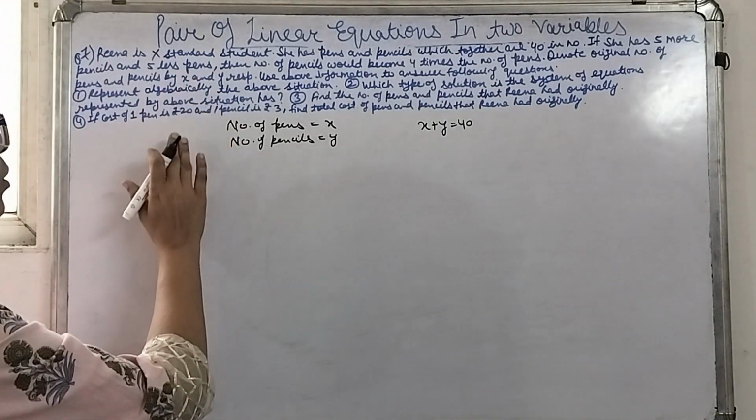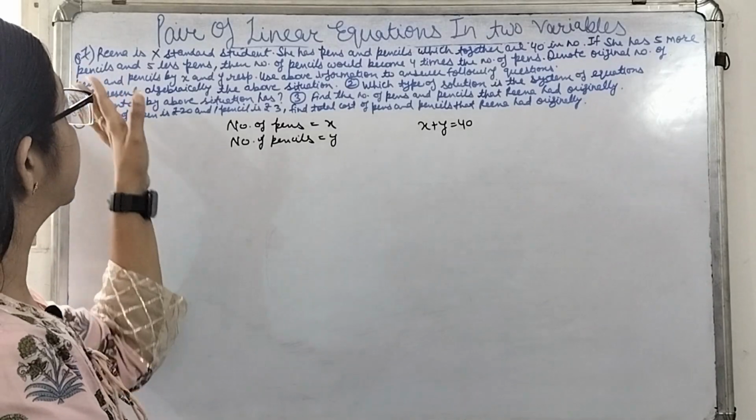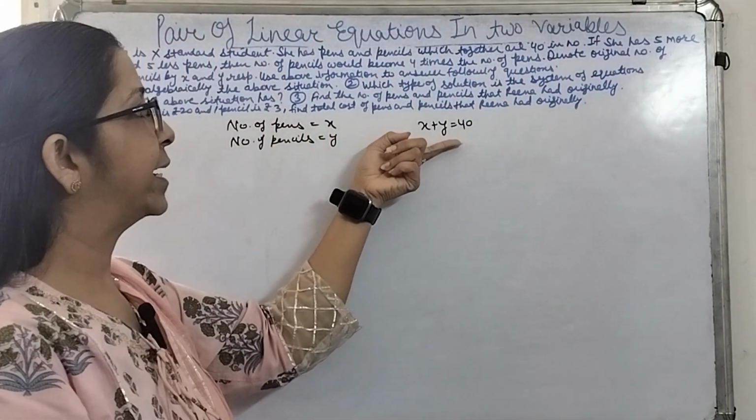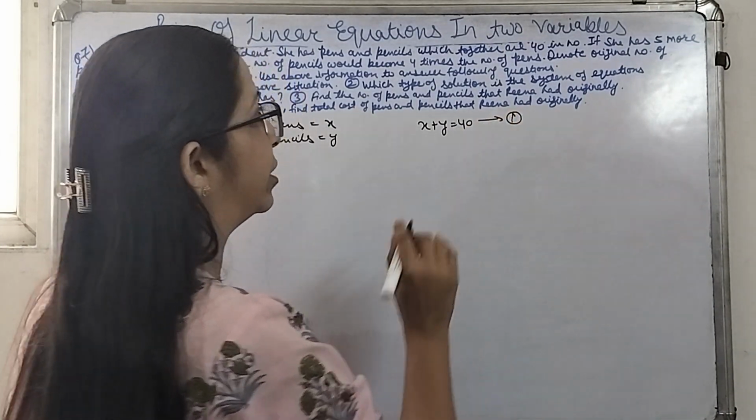So it is given to us that the number of pens is x and number of pencils is y. It is even given that the total number of pens and pencils is 40. That means x plus y is 40. This is one of the equations. Algebraically we have represented it.